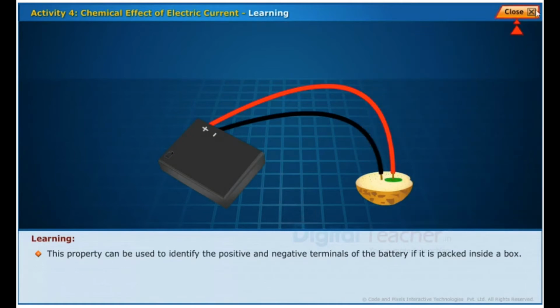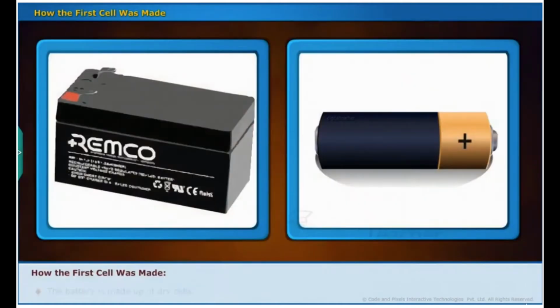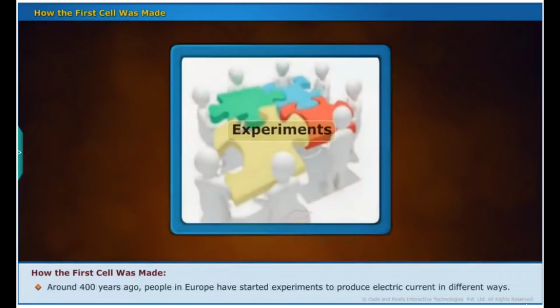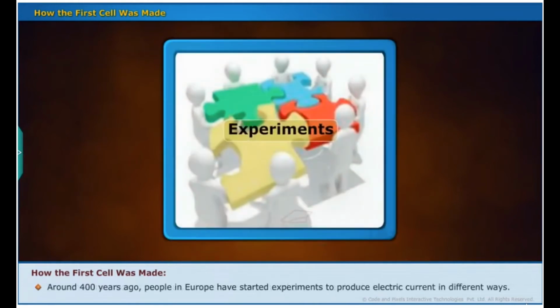How was the first cell made? The battery is made up of dry cells. Before the invention of batteries, other sources were used to produce electric current. Around 400 years ago, people in Europe started experiments to produce electric current in different ways.